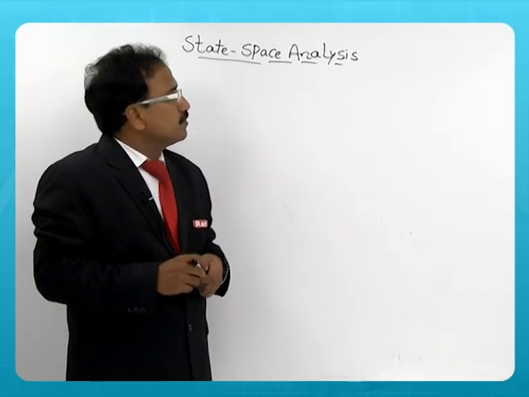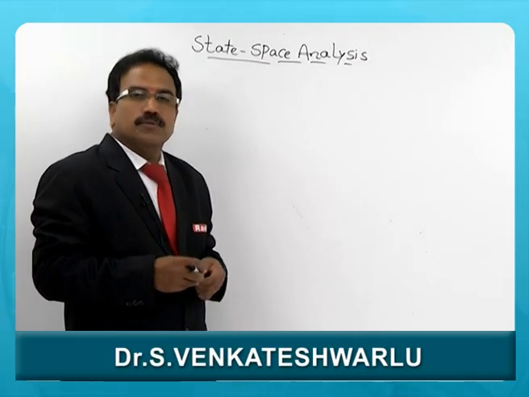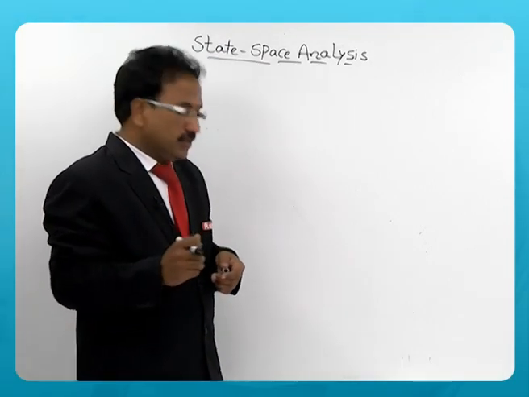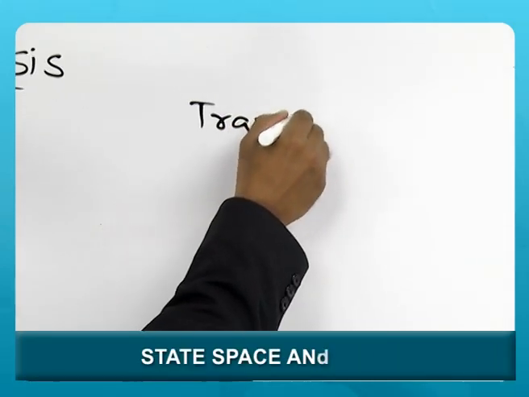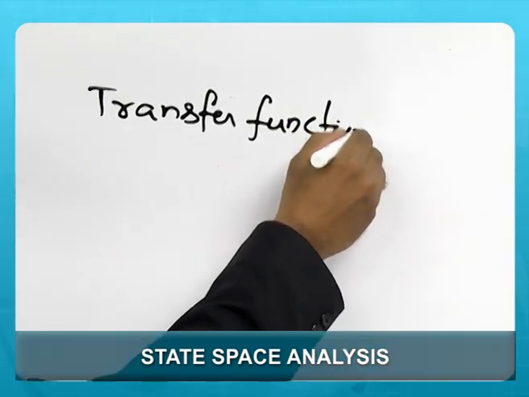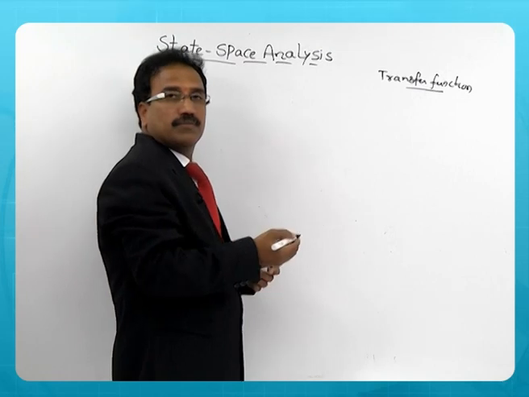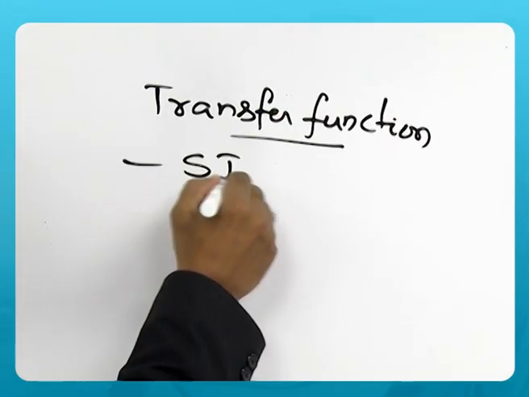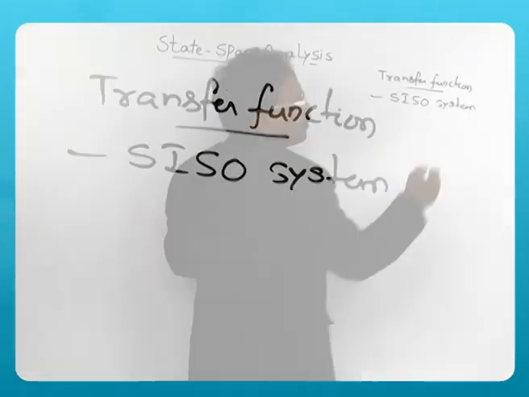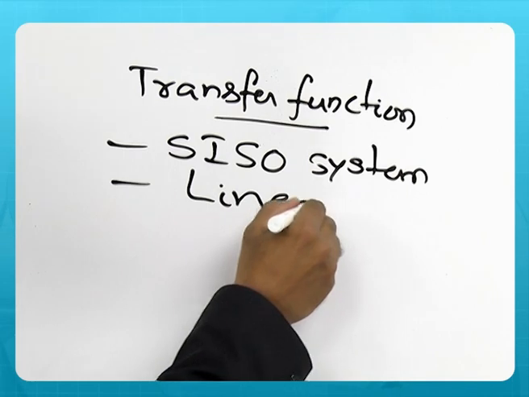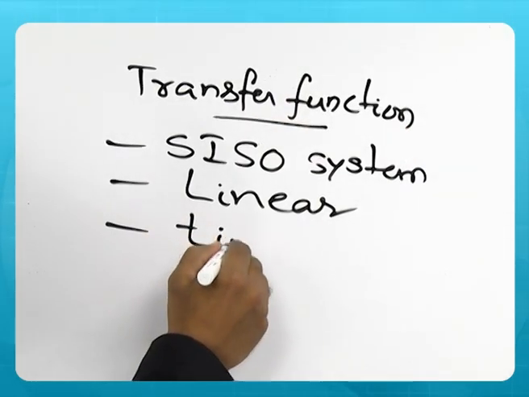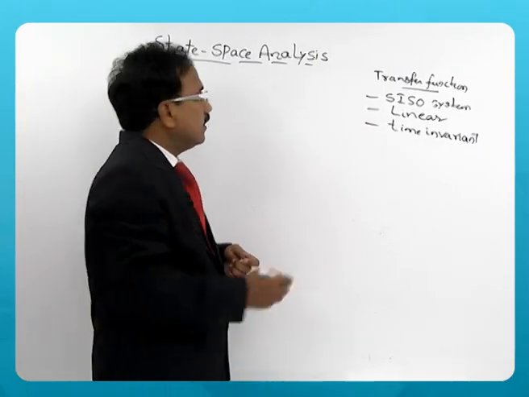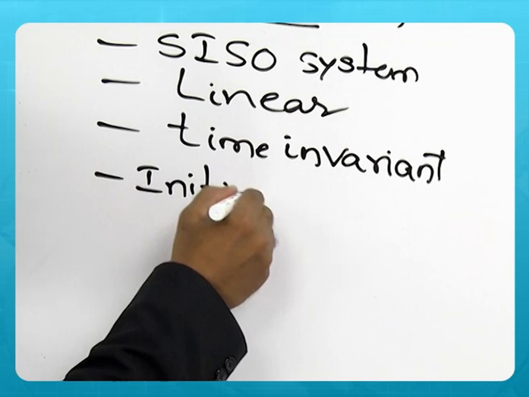State space analysis is another approach to assess the stability of the system. Most of the time, the transfer function concept or transfer function approach is being used to assess the stability of the system, but the transfer function has some limitations. It is applied only to single input, single output systems, and only to linear systems, and it can be applied to time invariant systems, and most important, initial conditions are ignored.